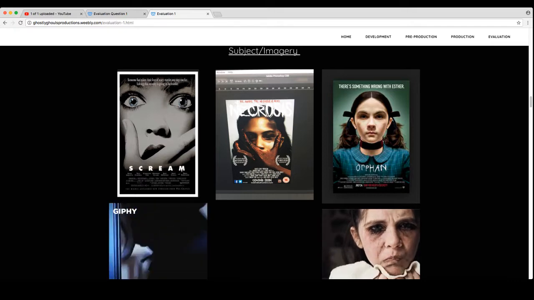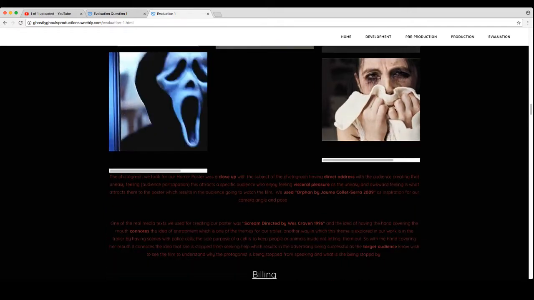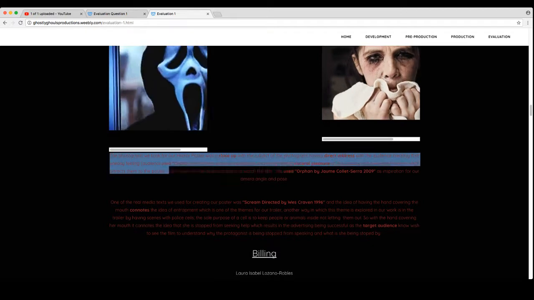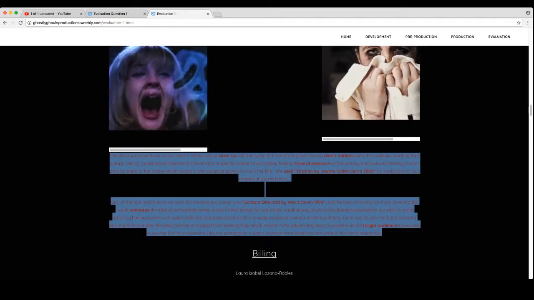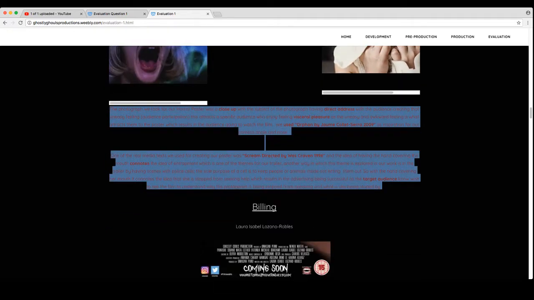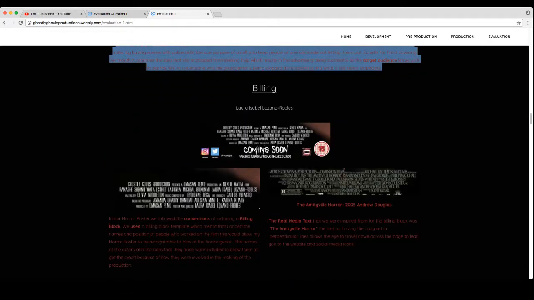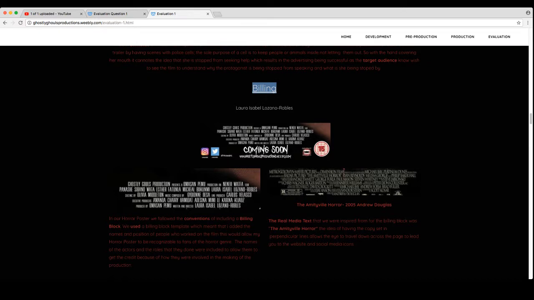So I think you need to revisit what you're comparing that to in your real media texts. Again, this section doesn't really talk about the conventions you would expect from the monster genre that you're saying it is earlier on. Okay, so it's called the billing block, so make sure you finish that off.